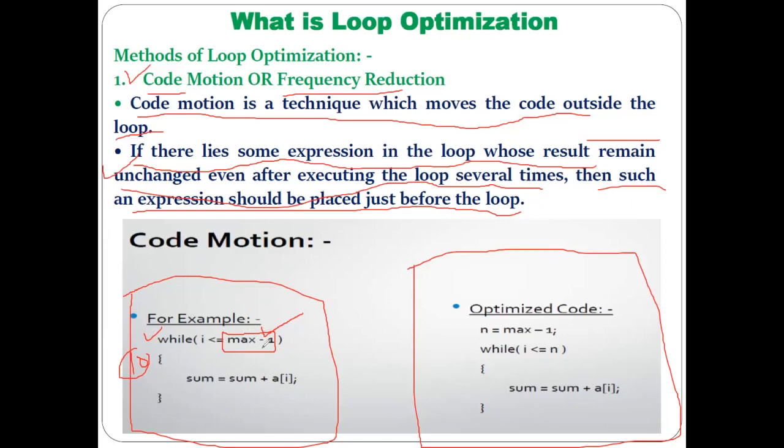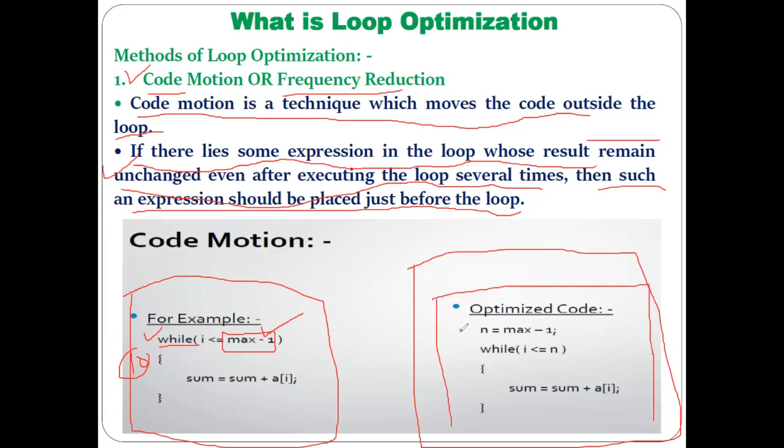But if this operation is evaluated 10 times or one time, its result is going to be the same. Understood? The result of max minus 1 is going to be the same. So why should we write it in the while loop? We should write it outside the while loop. So how can it be done? It can be done like this.